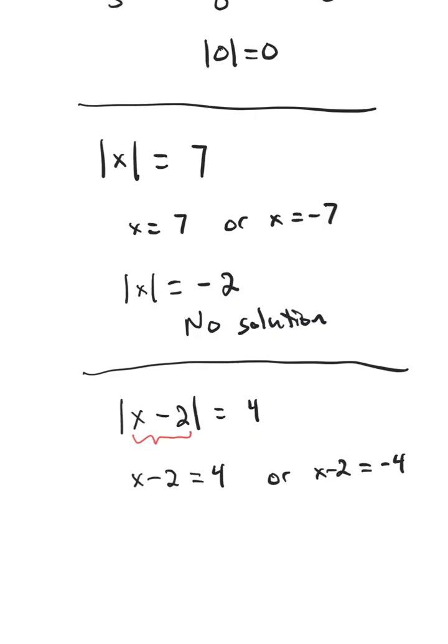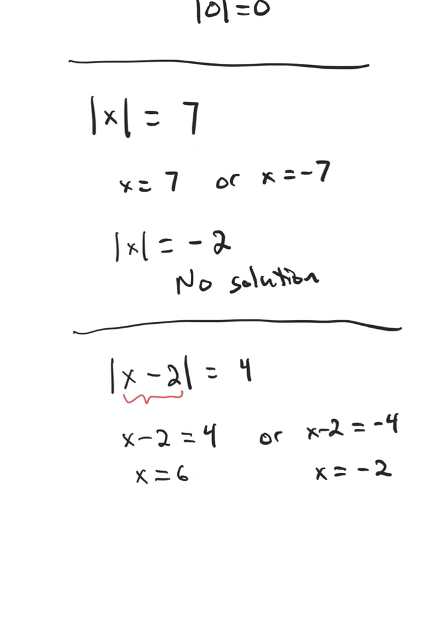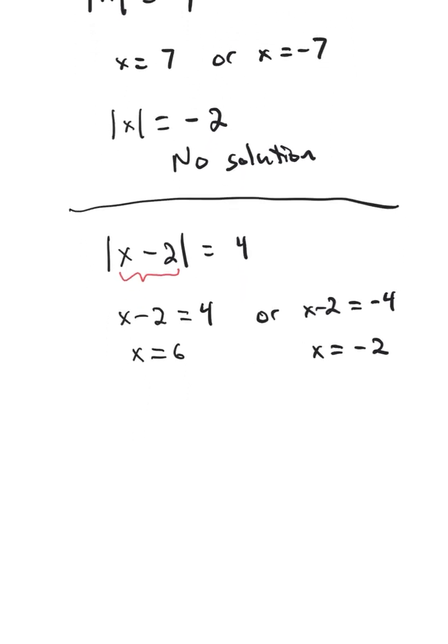If you add 2 to both sides, that gives you x equals 6. Or in the other equation, if I add 2 to both sides, that would be x equals -2. So those would be your two solutions in this case.